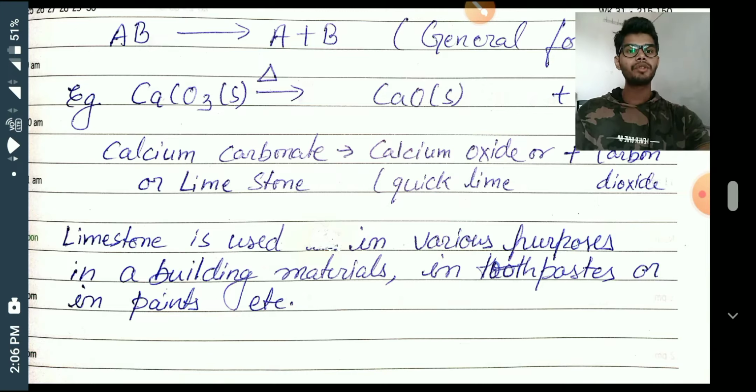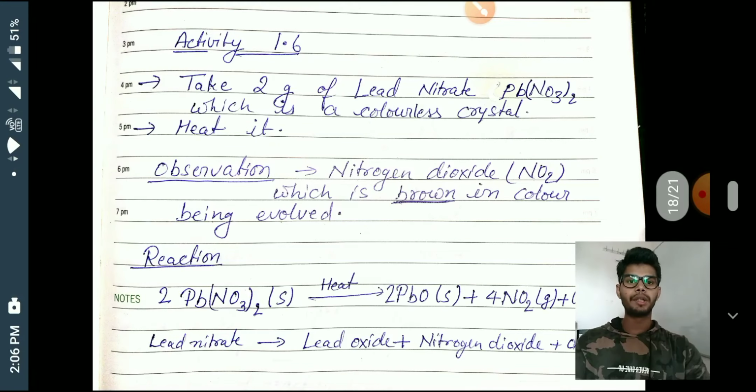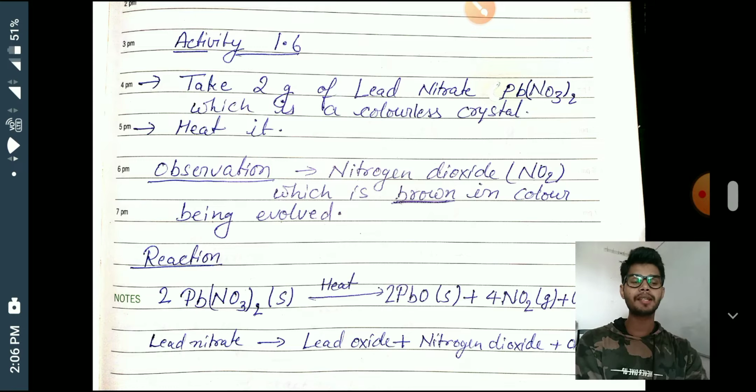Let's move to another activity, Activity 1.6. Here, take 2 grams of lead nitrate, Pb(NO3)2, which is a colorless crystal. When we heat it, we find brown fumes coming out of it. That is nitrogen dioxide.